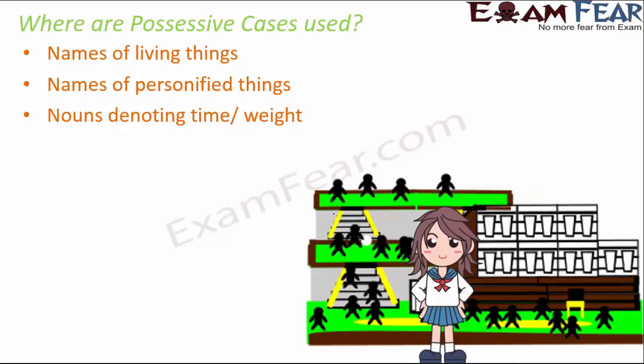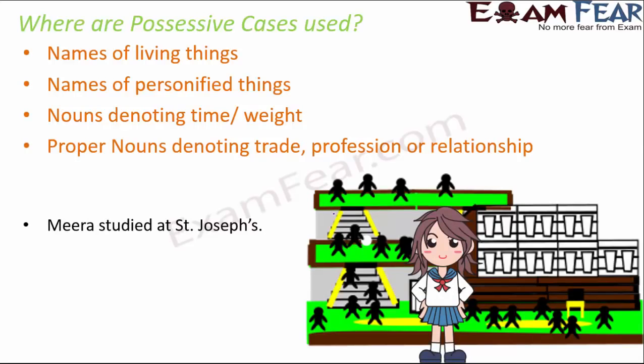And finally, when we want to denote proper nouns that denote trade, profession or relationship. For example, Meera studied at St. Joseph's. So here St. Joseph's basically talks about a proper noun that is the name of a particular institution. So there also we can use possessive case.